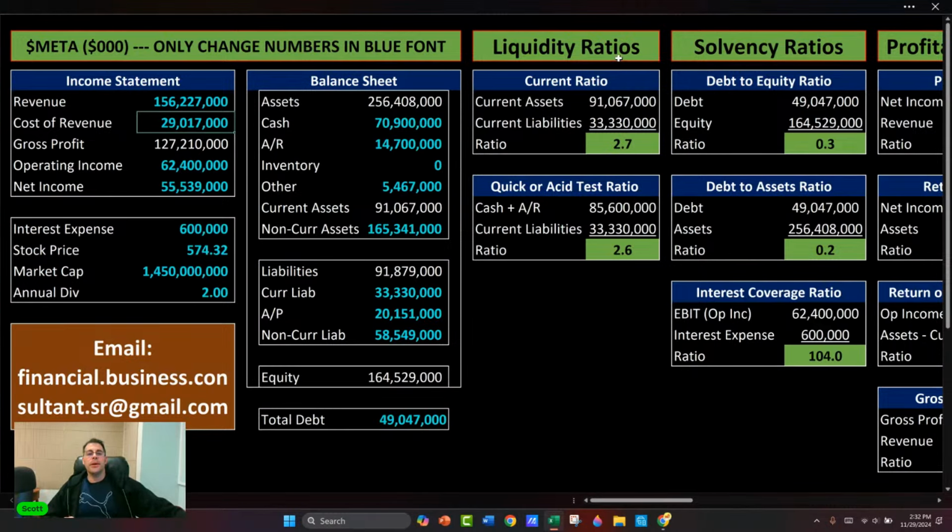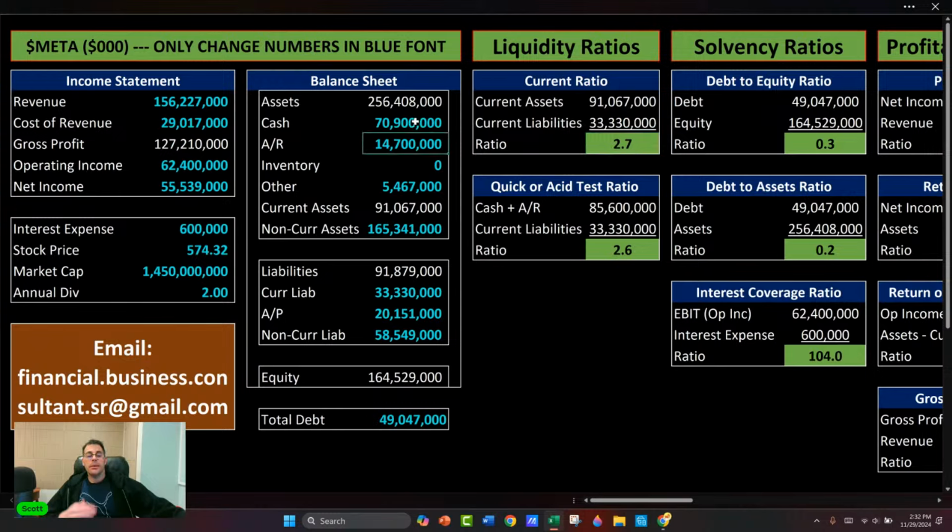And now all the ratios are calculated. That's all you have to do. 2, 4, 6, 8, 10, 12, 13, plus 4. So 17 numbers you have to input, and then it calculates all these ratios. So current ratio: current assets, which is 91 billion, right here, over current liabilities, 33 billion. So now you have your current ratio, 2.7. And you want to make sure the current ratio is above 1.